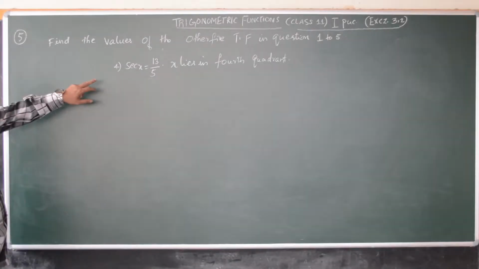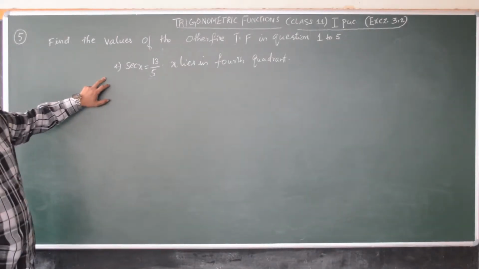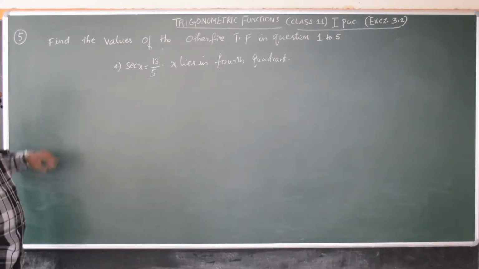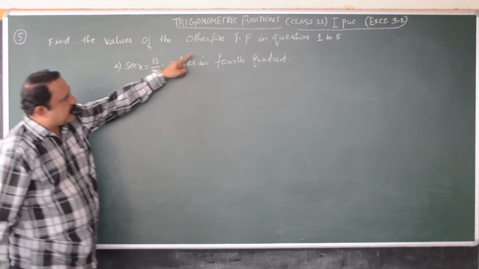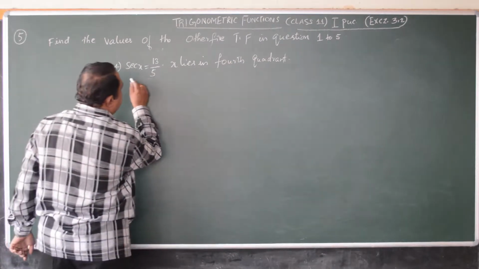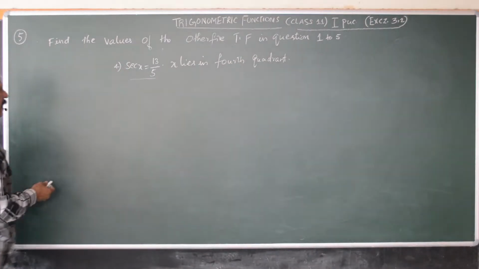Let's do problem number 4 of exercise 3.2 of the lesson Trigonometric Functions from class 11. Find the values of the other 5 trigonometric functions in questions 1 to 5. Secant x is 13 by 5, x lies in the 4th quadrant.